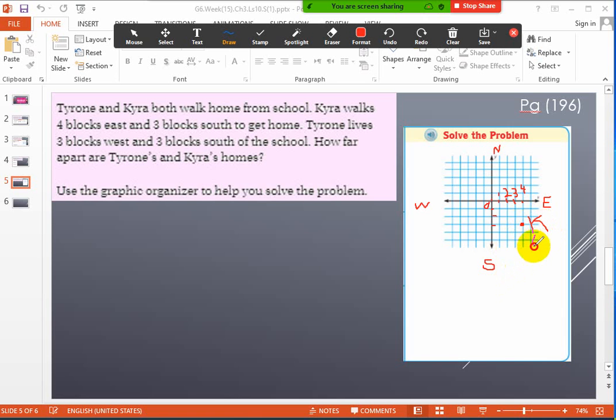What is the coordinate for this point? Look, this is -3. Why? Because it's down under the 0. The y is negative and the x is positive because it's on the right side of 0. It's 4 and -3. This is the point for Kyra's home.